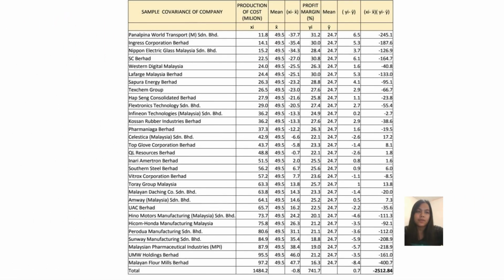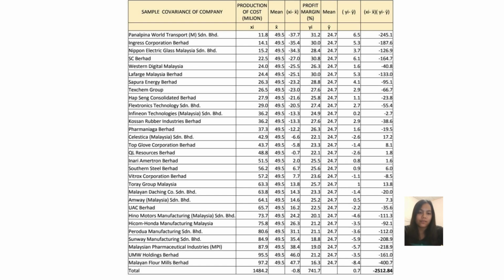So this is the table for sample covariance of company. First, we have to find the deviation for xi, x bar, and y bar. To calculate the deviation, first I'm searching for the deviation of xi and x bar, which is the total production cost I divide by number of companies, which I get 49.5 million.